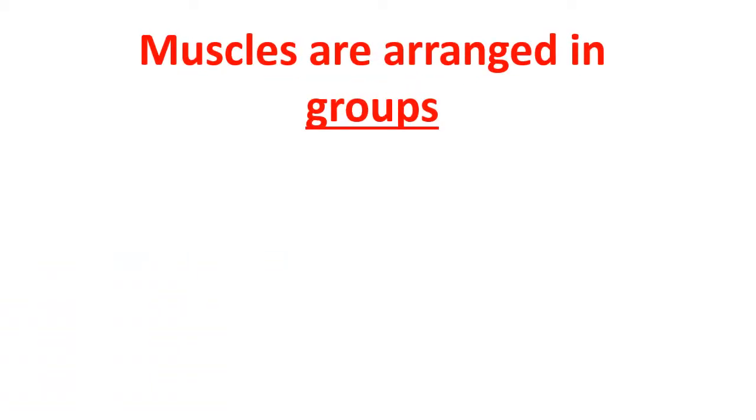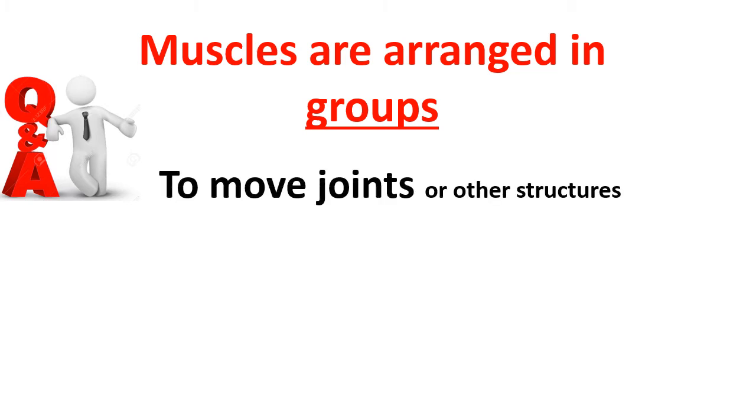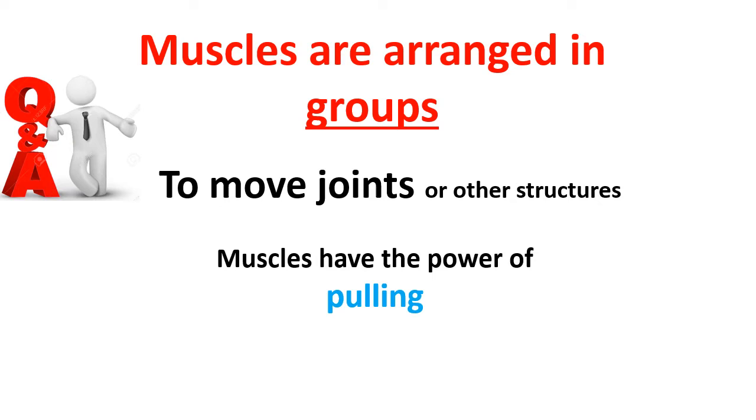How are muscles arranged? They are arranged in groups. That's how we study. We ask ourselves questions and we try to answer them. What do they do? They move joints. Only joints? No, they can move other structures as well. What kind of movement do muscles have? They usually have the power of pulling. Do they have the action of pushing? The answer is no.